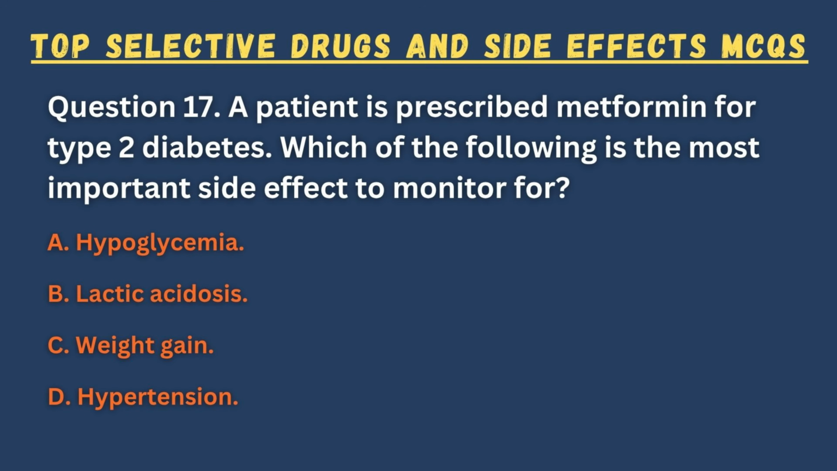Question 17. A patient is prescribed metformin for type 2 diabetes. Which of the following is the most important side effect to monitor for? A. Hypoglycemia. B. Lactic acidosis. C. Weight gain. D. Hypertension.